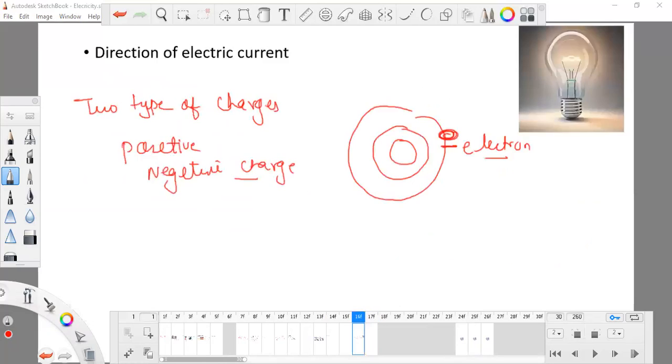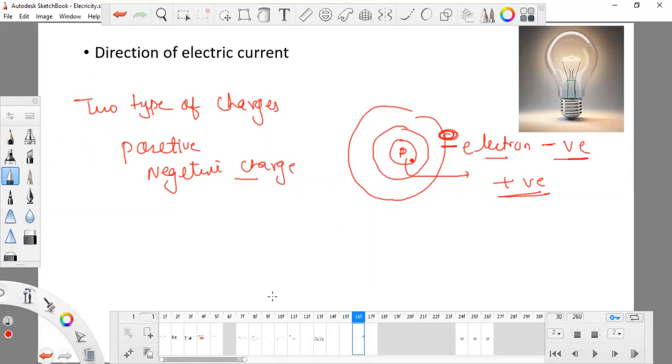There are two types of charges, positive charge and negative charge. The electron has negative charge, and the proton has positive charge. The neutron is neutral, there is no charge.